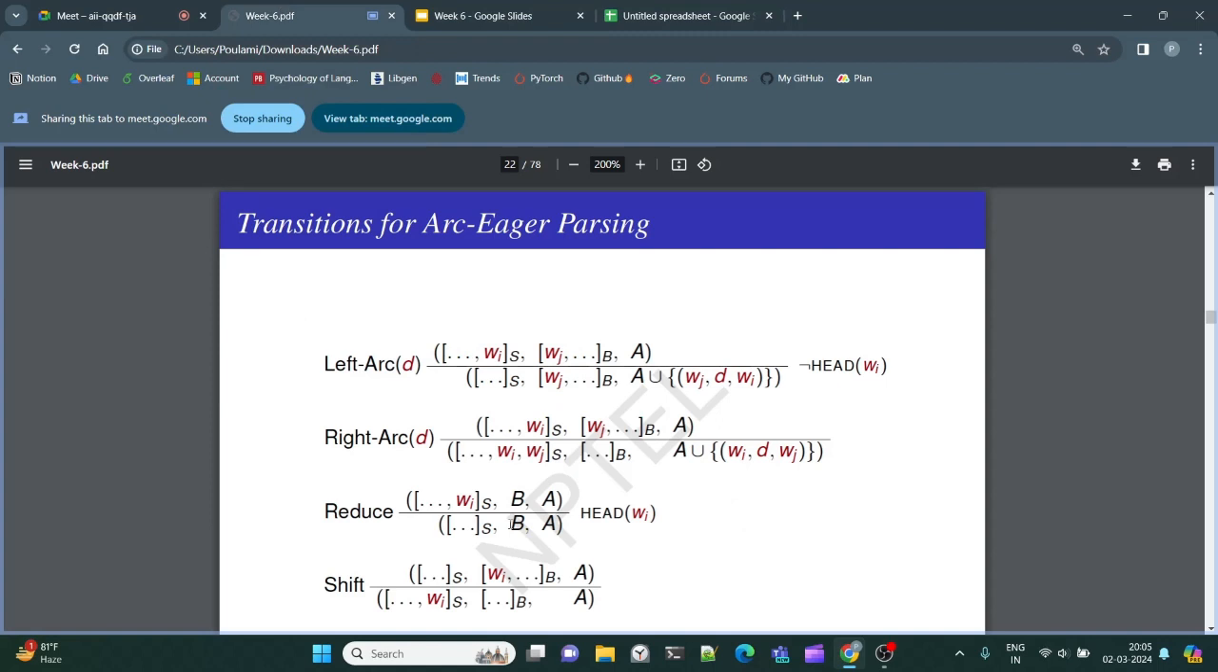Ma'am, reduce means also to remove the word from the stack? Reduce also means to remove the word from the stack. However, there's a criteria. So here what you see, head WI: you can only remove the word WI from the stack only if the word has a head. If the criteria is satisfied, you can remove it from the stack. It's confusing for me. What does arc mean?